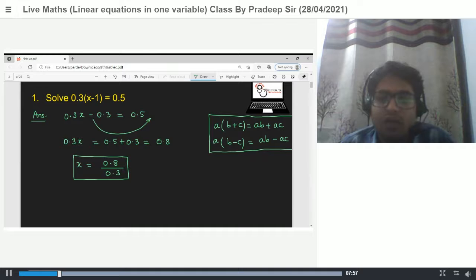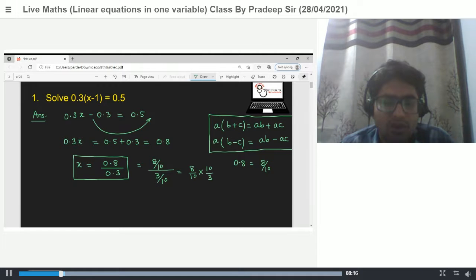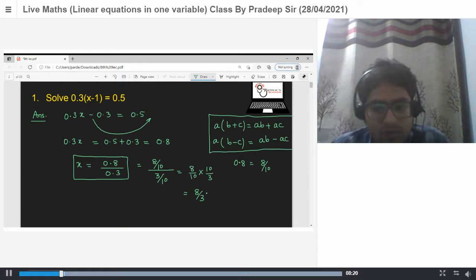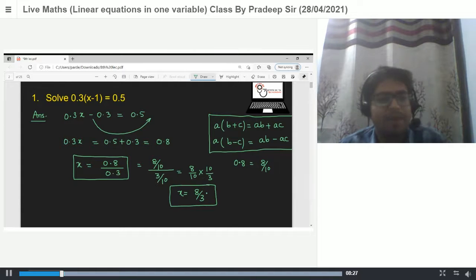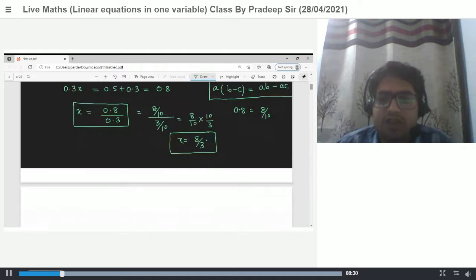Now 0.8 divided by 0.3 is what? We know that 0.8 we write as 8 by 10. Very good. This is 8 by 10 divided by 3 by 10. If you simplify, this becomes 8 by 10 into 10 by 3, which is equal to 8 by 3. So x is 8 by 3. This is your final answer. Now, next question is this one.